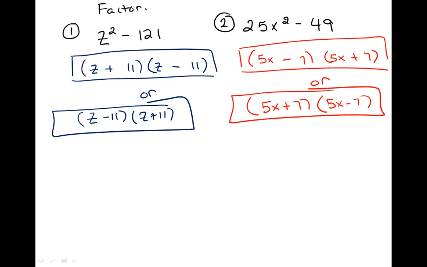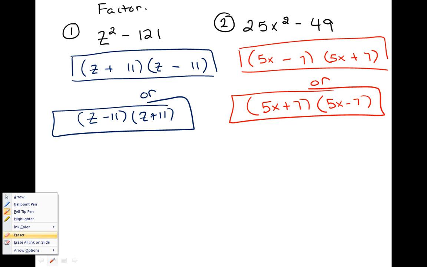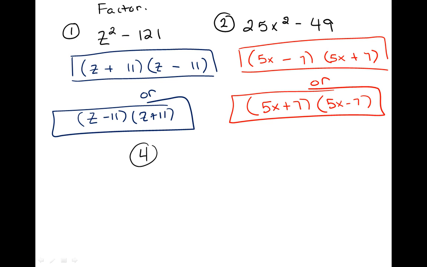Now, sometimes you may have something like this. This is like number 4 in your homework, so I will just write it. I may be jumping around on problem numbers. Number 4 in your homework has something like 36 minus x squared.